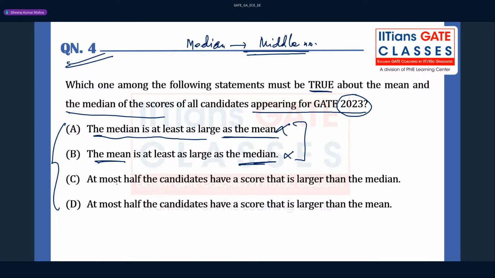Now let us go to the next option. At most half of the candidates have a score that is larger than the median. Yes, this can be correct. This option C can be correct because once you sort the data there will be a median, and below the median the scores will be less, and above the median the scores will be greater.